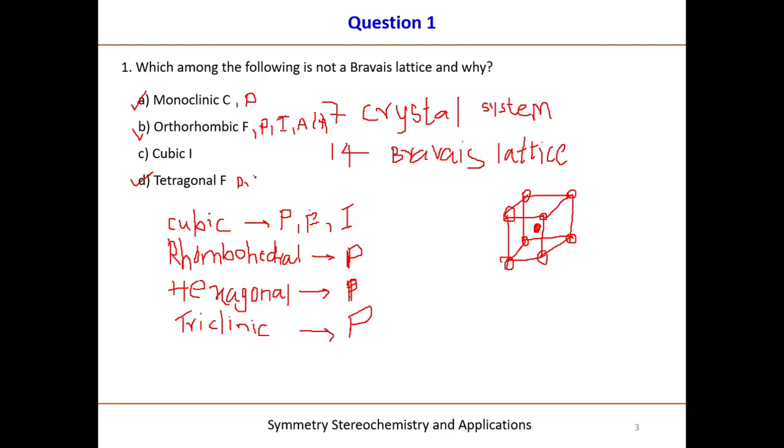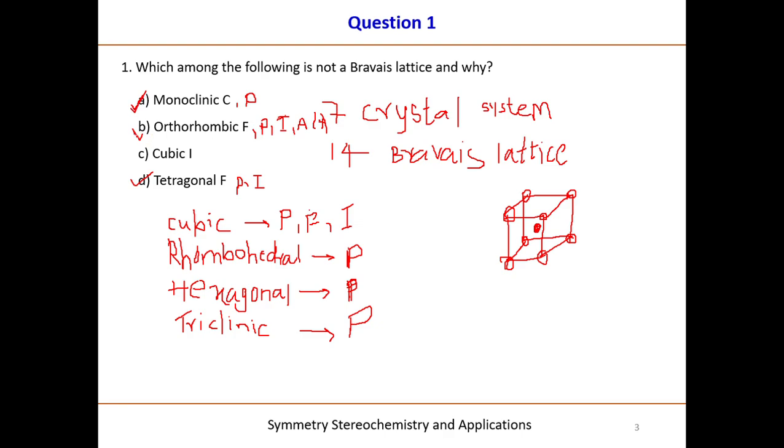Primitive and body centered lattice. According to the question, which among the following is not a Bravais lattice and why? We have seen in the four options, monoclinic has both the lattices P and C, as I told you, and cubic and primitive. So this is a correct Bravais lattice, right? So this is not the correct option here.